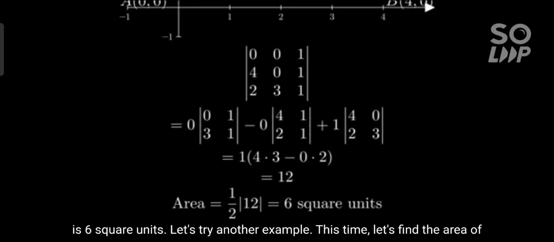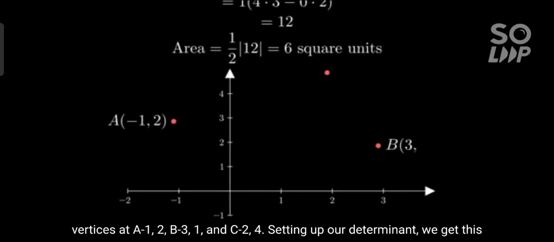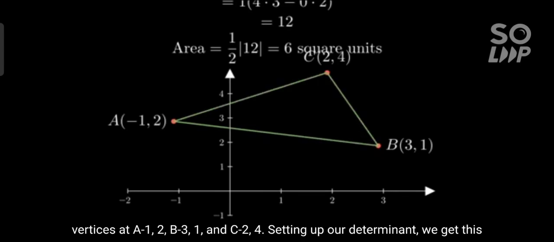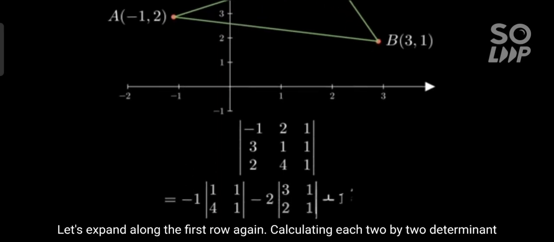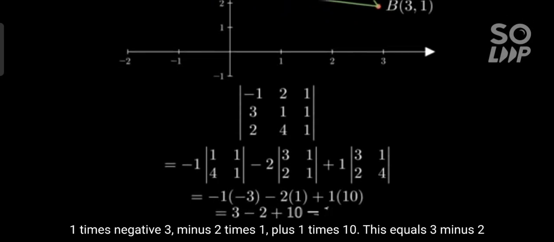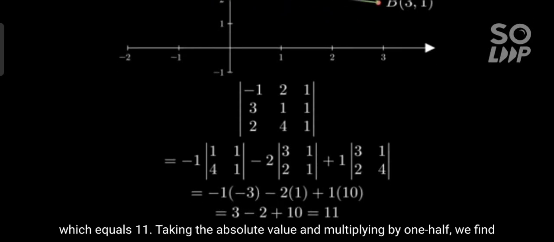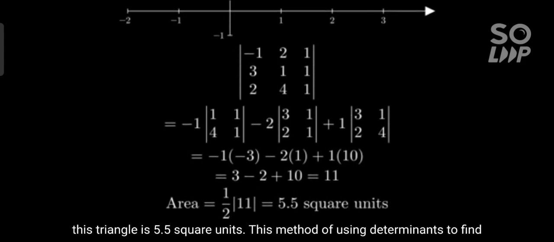Let's try another example. This time, let's find the area of a triangle with vertices at A (-1, 2), B (3, 1), and C (2, 4). Setting up our determinant, we get this 3 by 3 matrix. Let's expand along the first row again. Calculating each 2 by 2 determinant, we get negative 1 times negative 3, minus 2 times 1, plus 1 times 10. This equals 3 minus 2 plus 10, which equals 11. Taking the absolute value and multiplying by 1/2, we find that the area of this triangle is 5.5 square units.